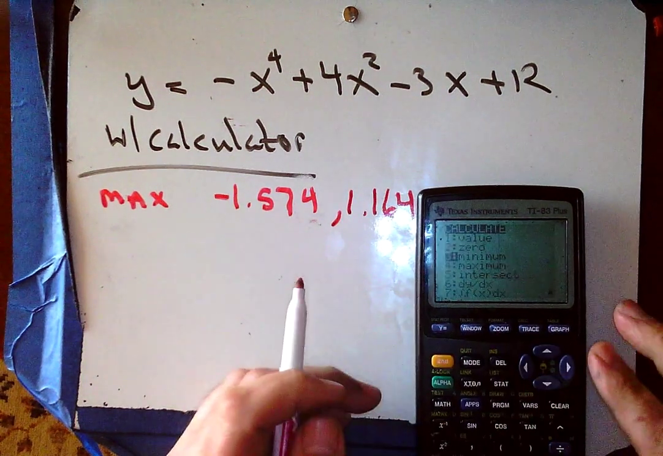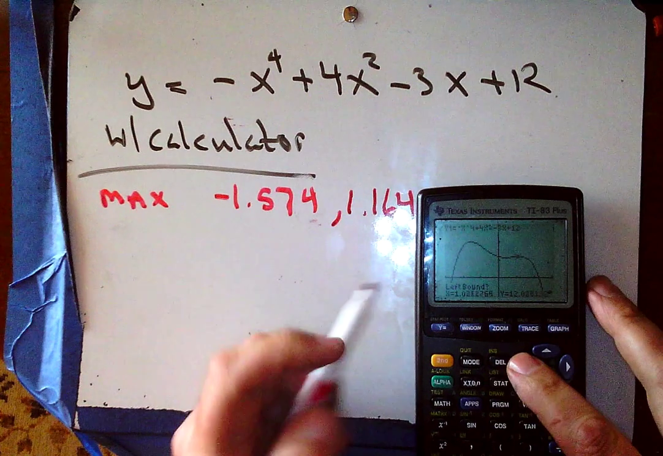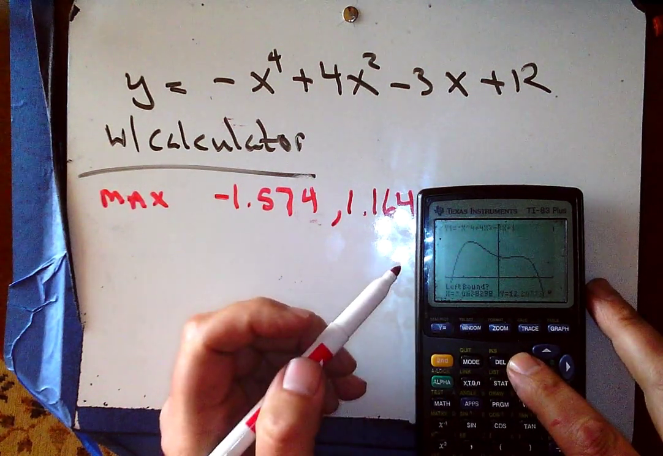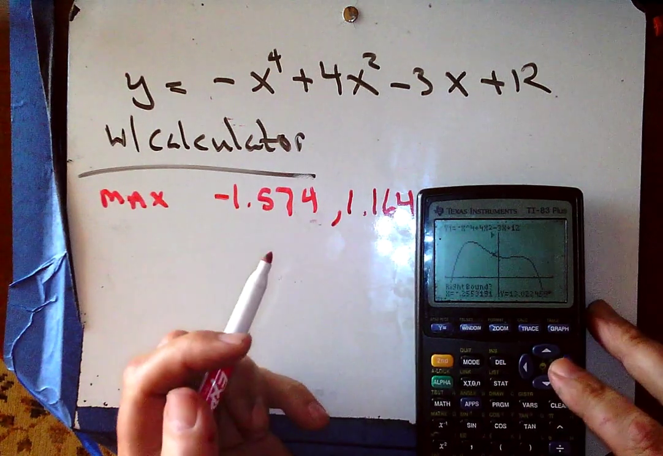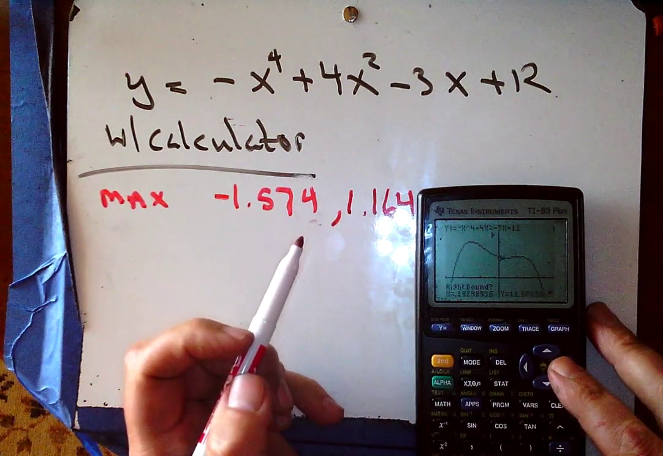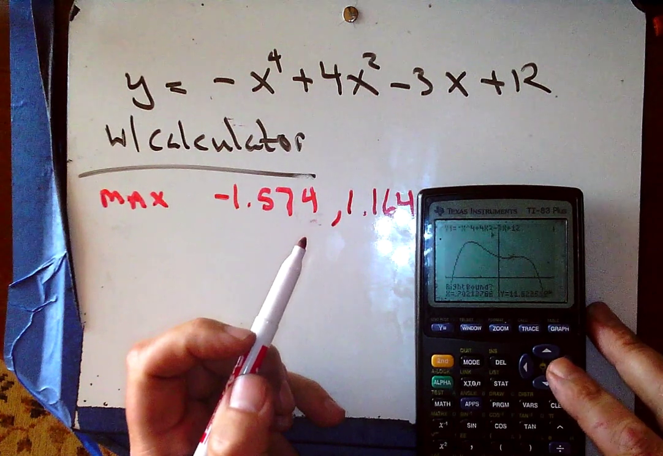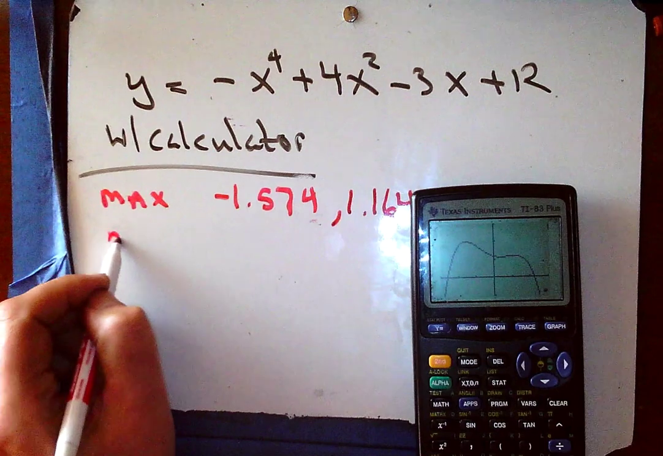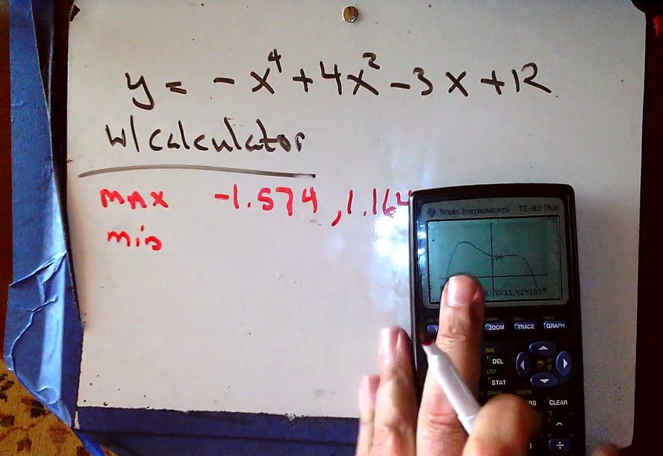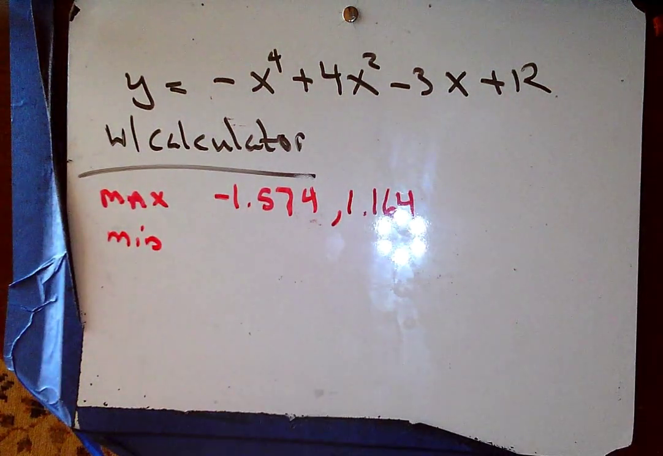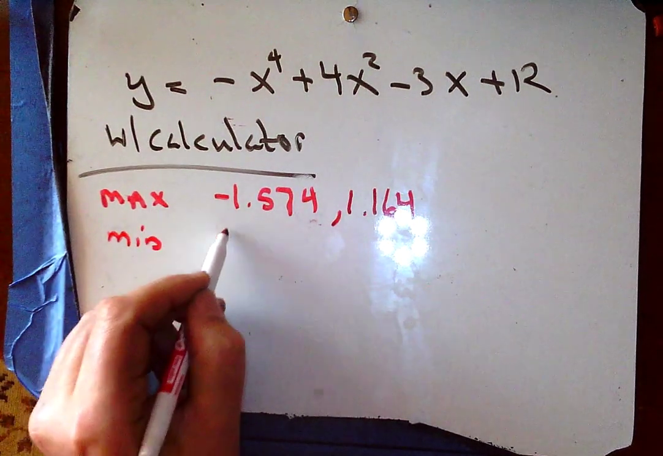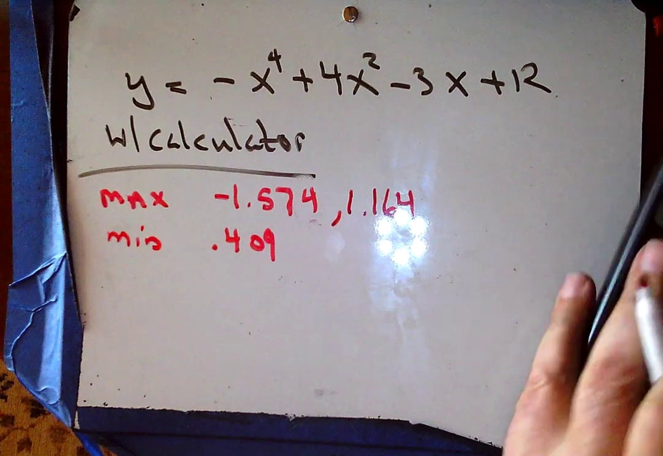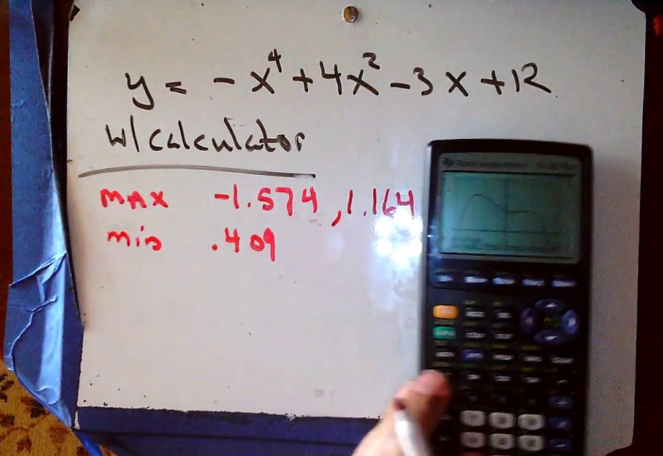Okay, now what about that min in between them? Second, calculate minimum. I want to be to the left side of the minimum. Not sure where it is, so I'm going to go way back here and hit enter. And then I'm going to go way over here and hit enter. And I don't want to guess. I hit enter again. My minimum appears to be at 0.409.